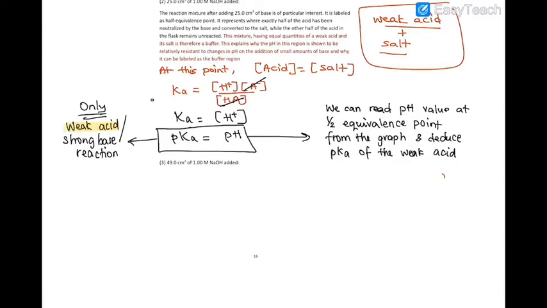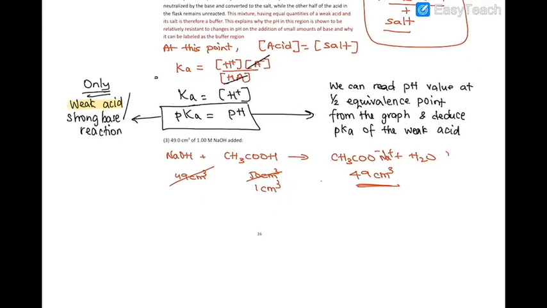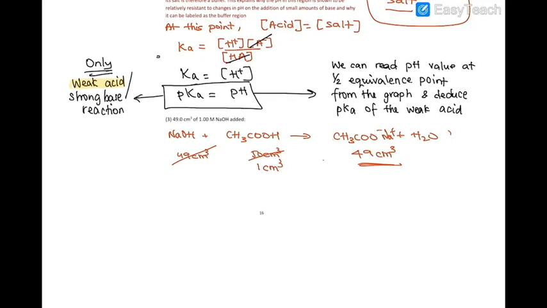Okay, now let's move on and say that we have added more of the NaOH. So we are 1 cm³ yet to reach the equivalence point. Now, if you have 50 cm³ of this and you have 49 cm³ of this, and because they are of the same molarity, which means that you will have 49 cm³ of the salt that is going to be produced and 1 cm³ of unreacted acid. So this is going to react, it's going to produce this. So you have the salt and you have the acid.